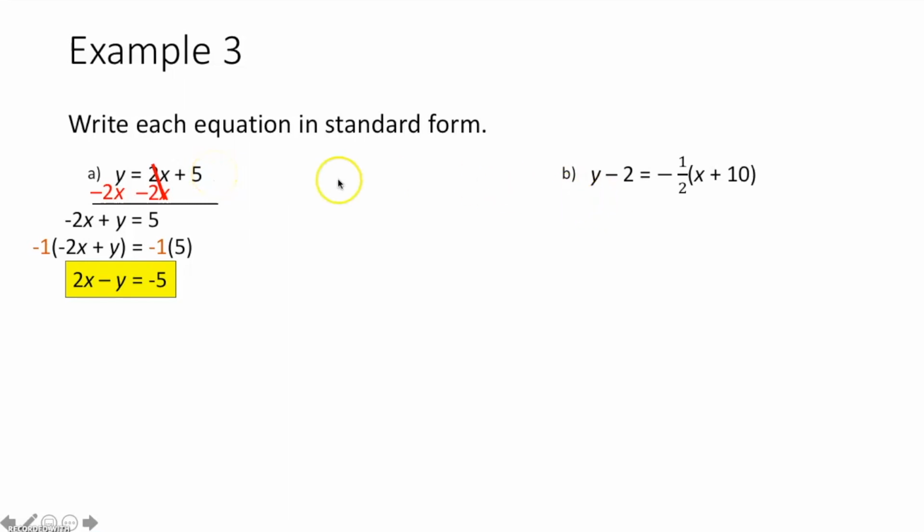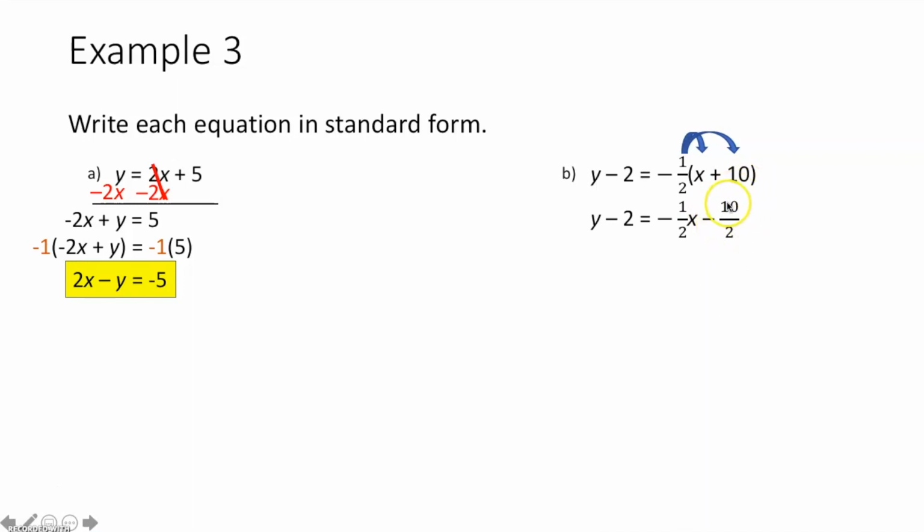So how do I get it into slope-intercept form first? Well, that's y equals mx plus b. So I'm going to first distribute this -1/2. So negative 1/2 times x is going to give me negative 1/2 x. Negative 1/2 times 10, if you think about 10 as a fraction, 10 over 1, I multiply the numerators together, denominators together. I get 10 times 1 is 10, and 2 times 1 gives me 2. And since one's negative, one's positive, it's going to be negative 10 over 2.